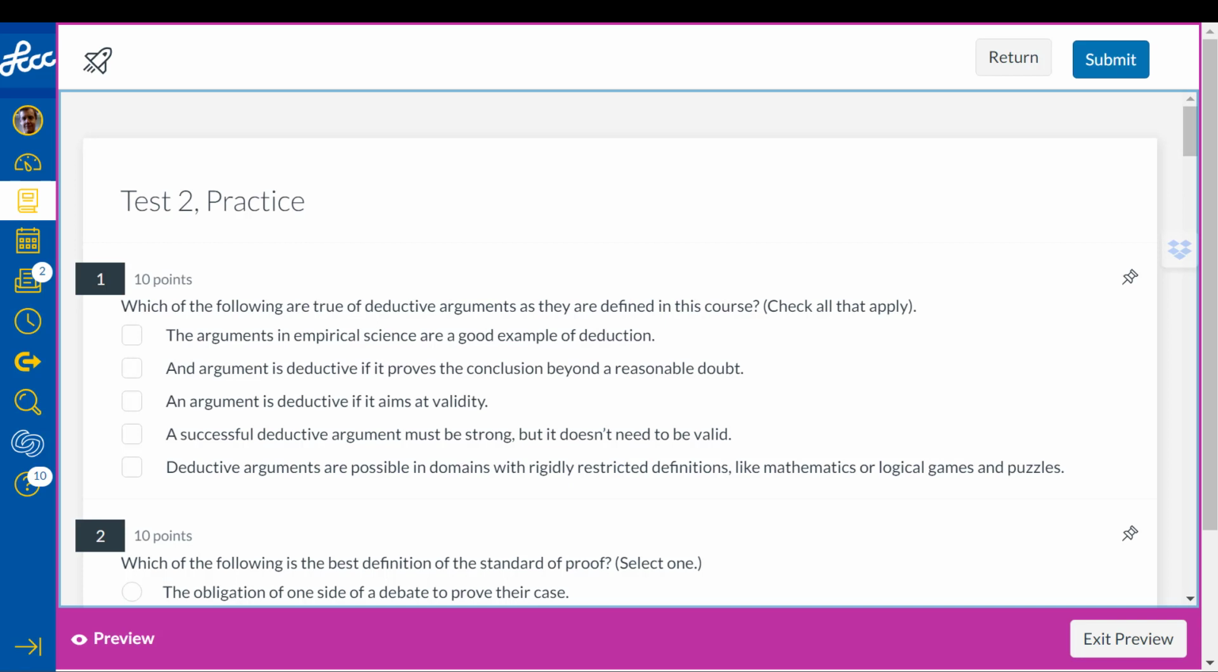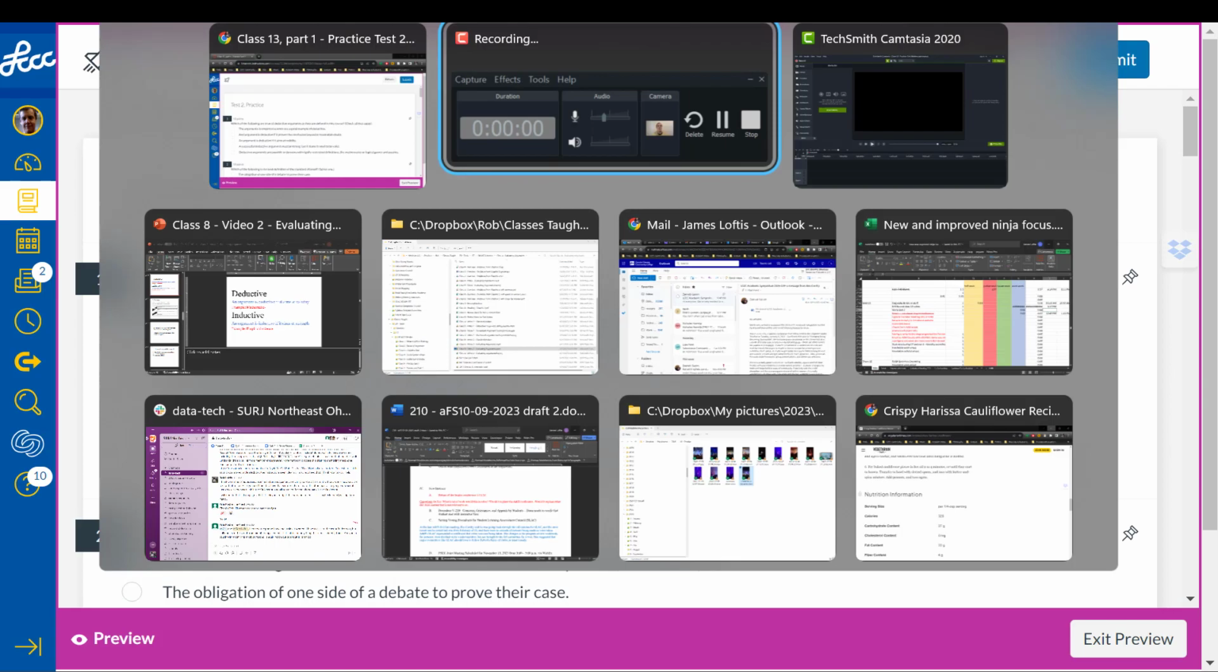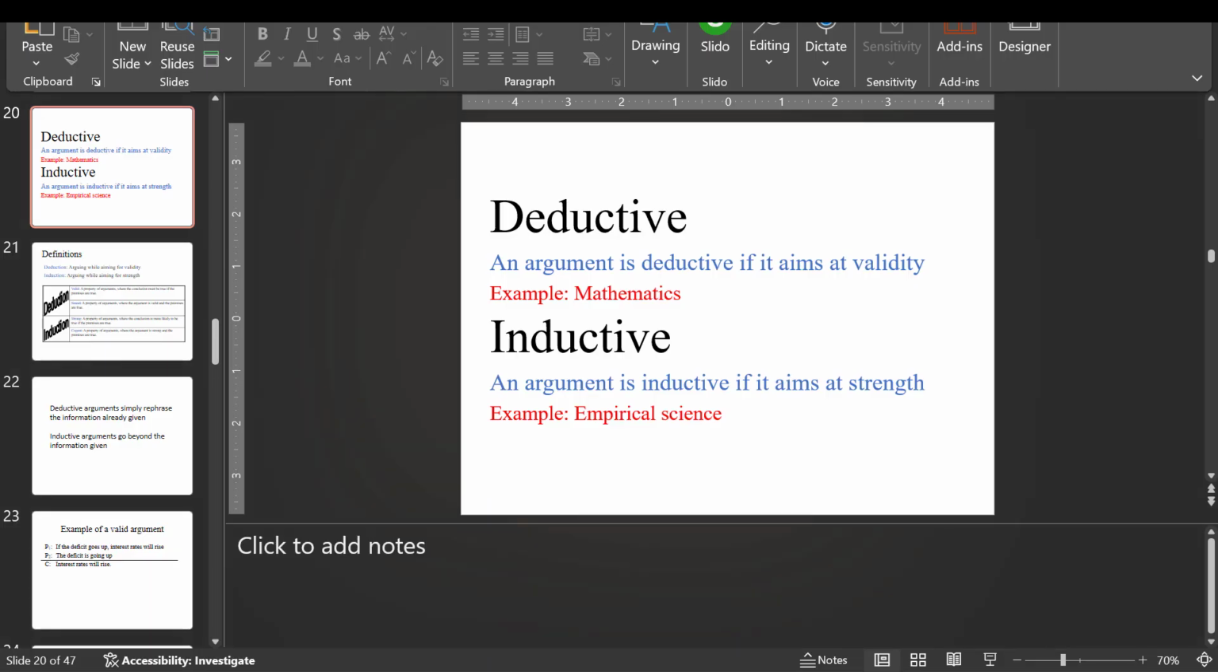So item 1, the arguments in empirical science, that is science that studies the world that we can see and touch and hear around us, are good examples of deduction. Well, let's remember what we learned in Class 8. We can just zoom over to the PowerPoint. This is slide 20, where we define deduction and induction.